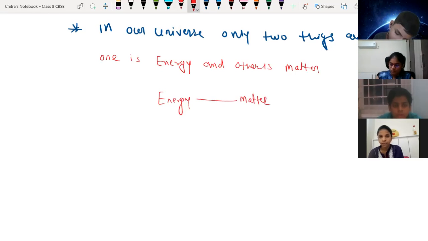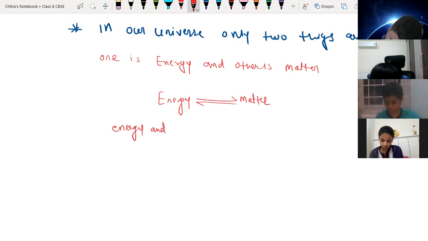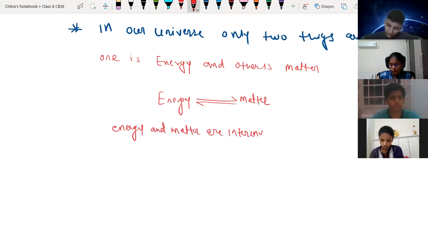are interconvertible. Means energy can be converted into matter, E equals mc squared, and matter can be converted into energy. Understood? Energy can be converted into matter and matter can be converted into energy. That means energy and matter are interconvertible. So I'm writing here: energy and matter are interconvertible. Understood?